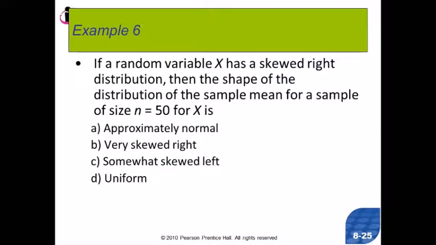If the random variable x has a skewed right distribution, then the shape of the distribution is, take note, the sample size is 50. The answer is letter A, approximately normal because of the Central Limit Theorem.